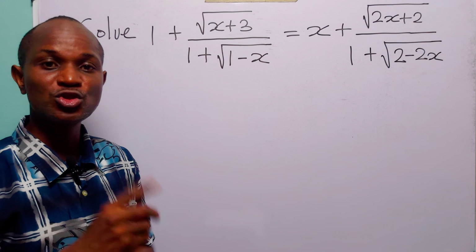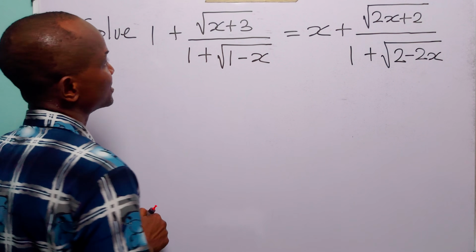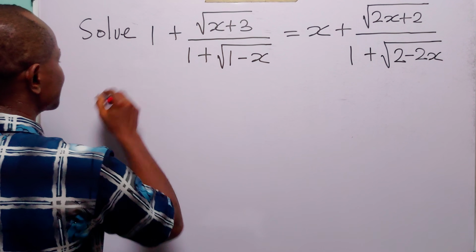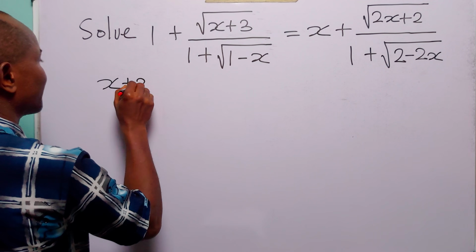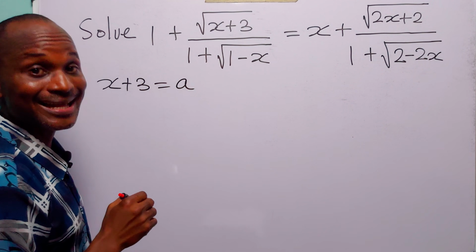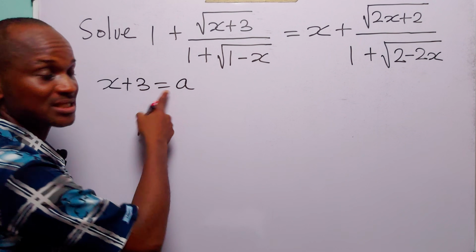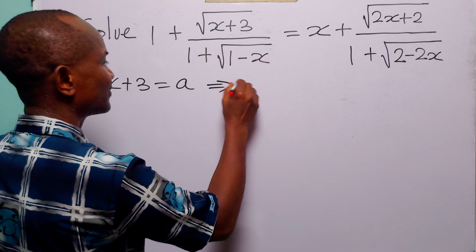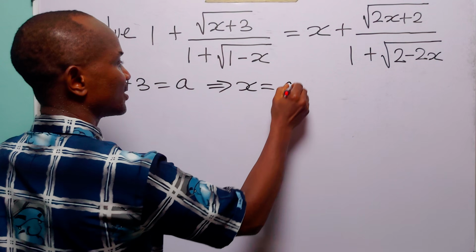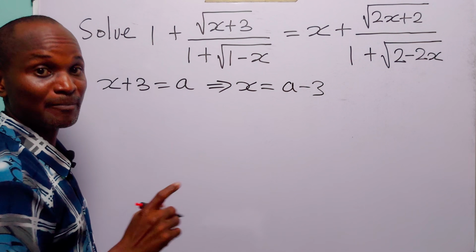Let us start with two substitutions. Now first, let x plus 3 be equal to the letter a. Now you know that if we subtract 3 from both sides of this equation, then we have that x is equal to a minus 3.